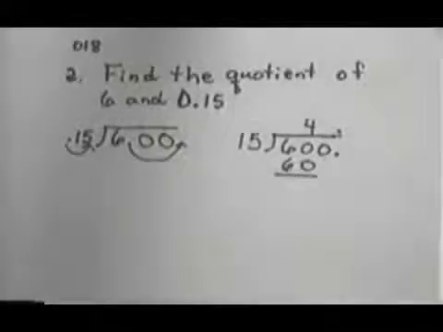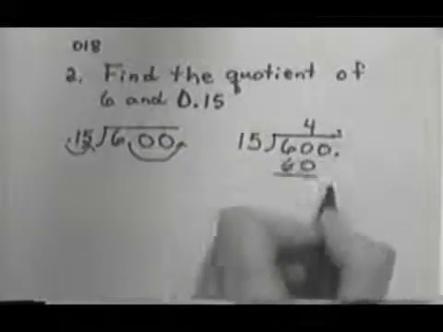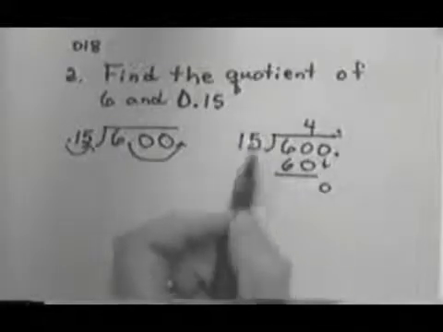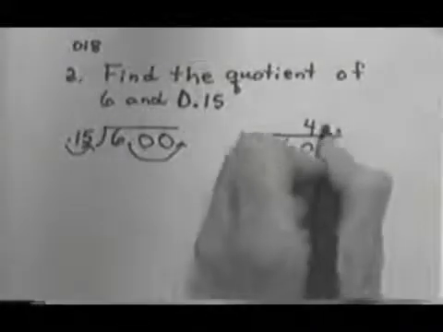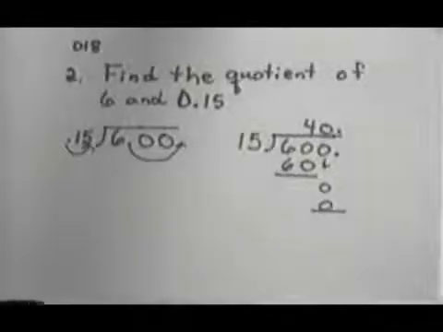When we subtract, we don't have anything left, but we're not finished because we don't have anything written over that second 0, so we need to bring it down. So you need to use up all your numbers. You need to bring it down and divide into it. 15 will go into 0. 0 times 15 is 0. So our answer is 40.